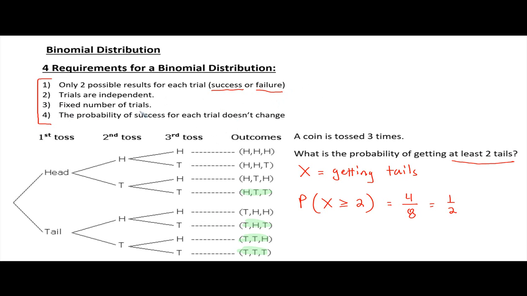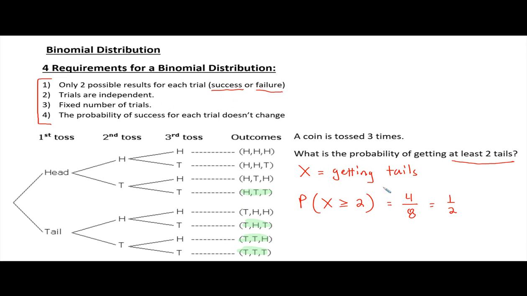Third, there's a fixed number of trials. This question says we are going to toss the coin 3 times, so that would be considered the number of trials. And the fourth requirement, the probability of success for each trial does not change. Every time we flip the coin, the probability of getting tails is 1/2. That never changes with the other trials. So it meets the fourth requirement. Okay? So that's why this example here meets the 4 requirements for a binomial distribution.